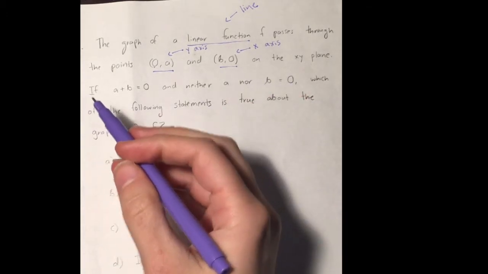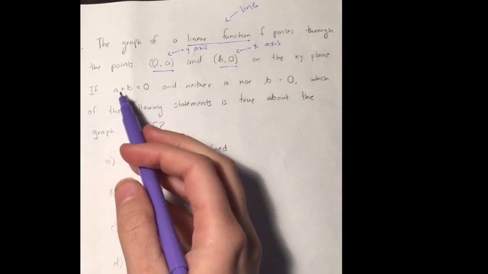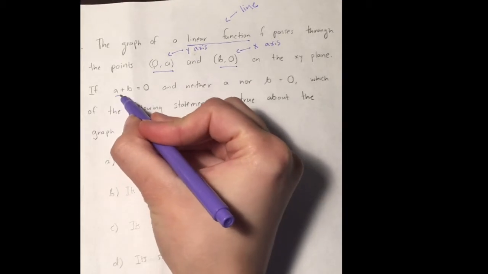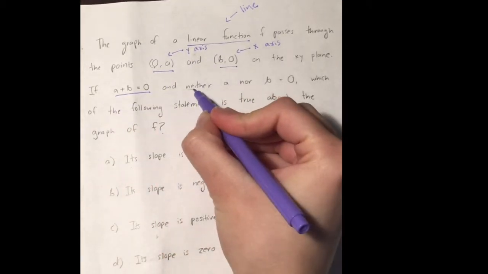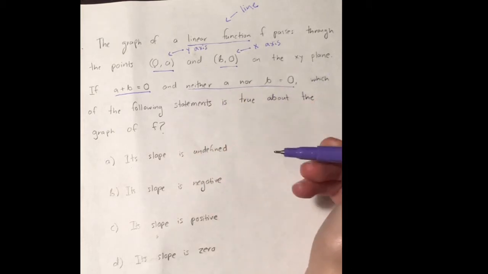The next thing we learn is that a plus b equals 0. That seems important, so I'm going to underline it. And neither a nor b equals 0.